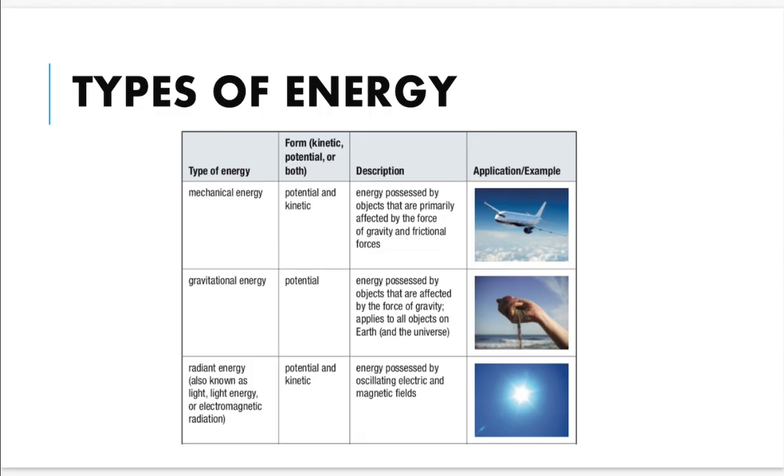Radiant energy is also known as light energy, or electromagnetic radiation. It has potential and kinetic energy. It's energy possessed by oscillating electric and magnetic fields.